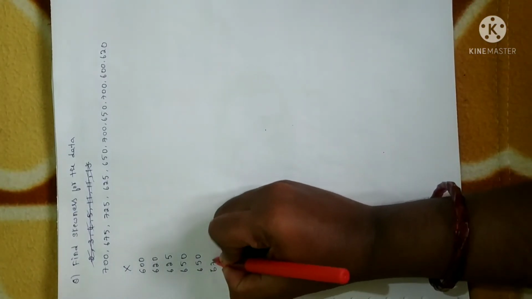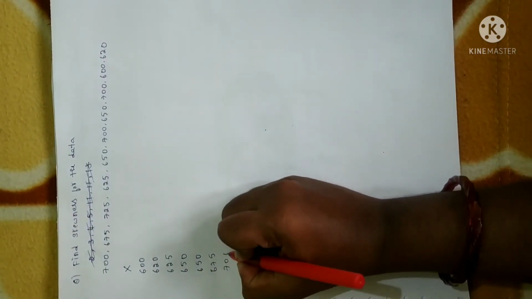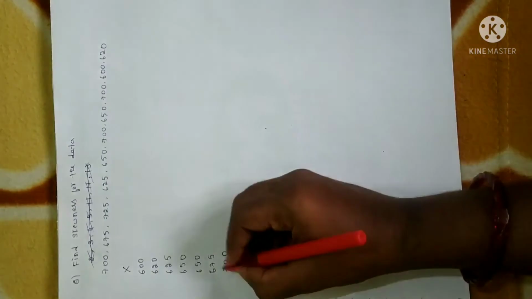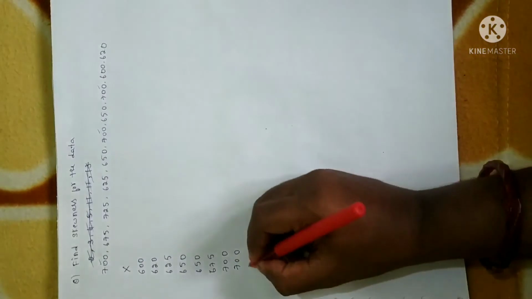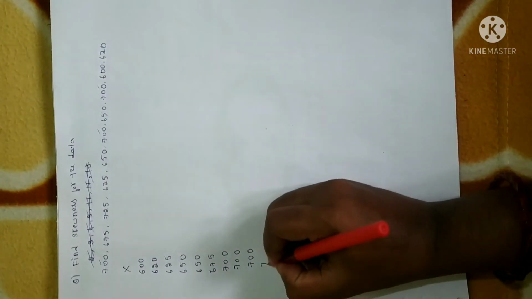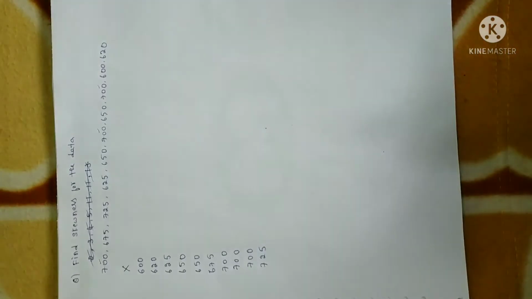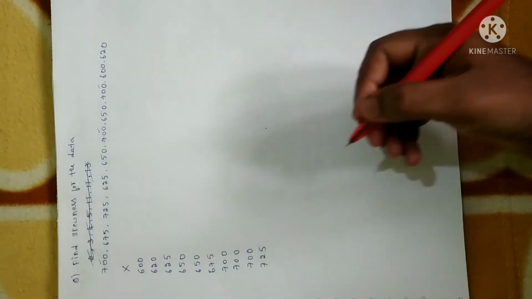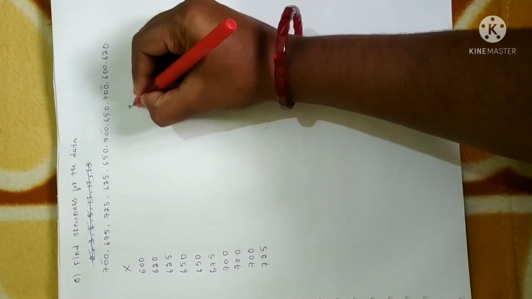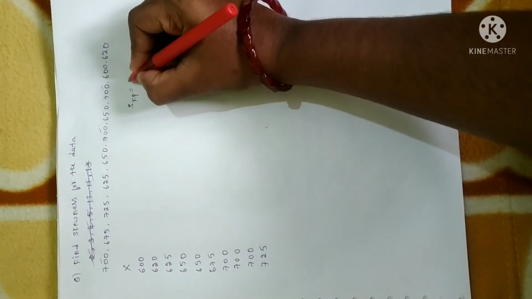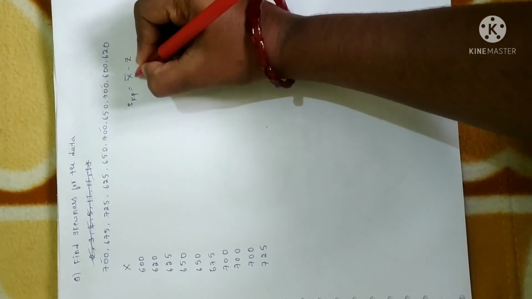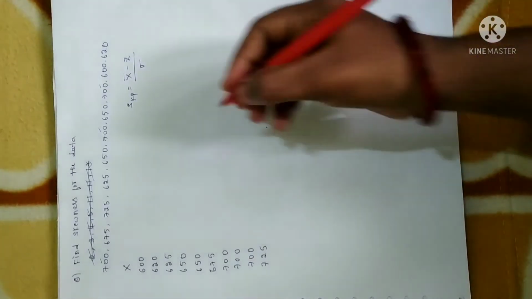650, 675, next 700. Again 700 is also repeating, I'm sorry, thrice: 1, 2, 3. So you have to write 700 three times. Next is 725. So we have the x values. Next, what we have to write? You just write the formula. Coefficient of skewness is equal to, what is the formula, just as I have done now. It is given by x bar minus z divided by sigma, where x bar is the mean value.